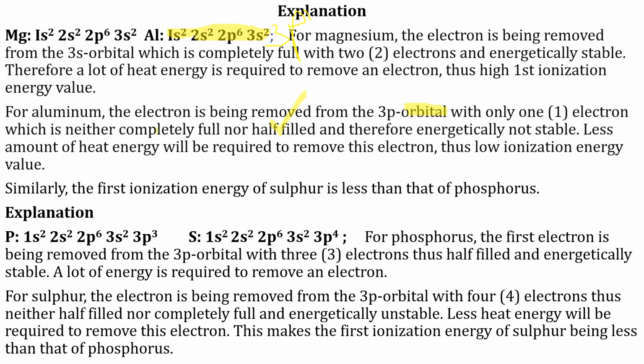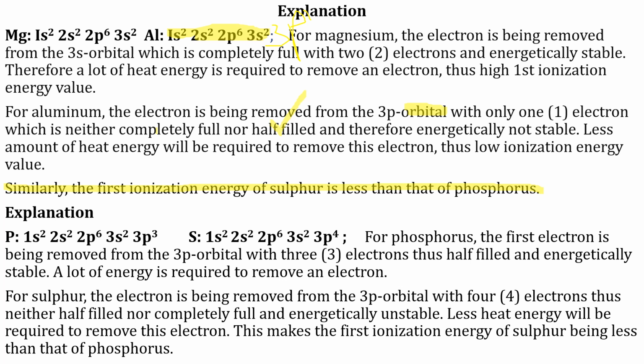Another assignment was, similarly, the first ionization energy of sulfur is less than that of phosphorus. Now, since we are going to be looking at the same concept, I've decided to skip this one. For those of you who do not have the notes, try to pause and write down this assignment. Try to answer it on your own. Pause the video and come back and see the solution.